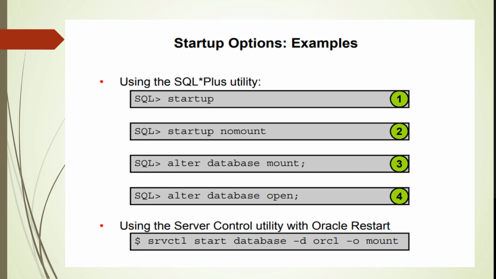Startup options examples. Using the SQL*Plus utility: startup nomount, alter database mount, alter database open. Using the Server Control utility with Oracle Restart: srvctl start database -d, here the database name, then -o mount.